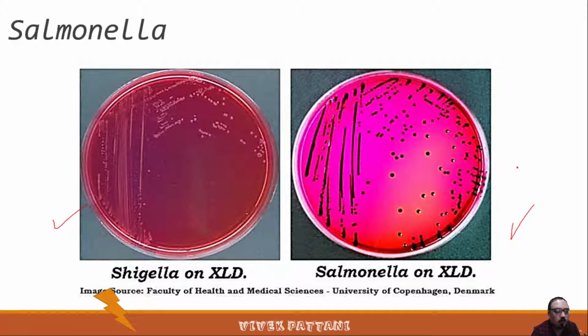If you want to grow Salmonella in a lab, you can take a sample of the sewage and streak it on the Salmonella Shigella agar, and these are basically XLD agars, which are also used for the differentiation of Salmonella and Shigella. You can see clearly the difference between Shigella and Salmonella colonies.